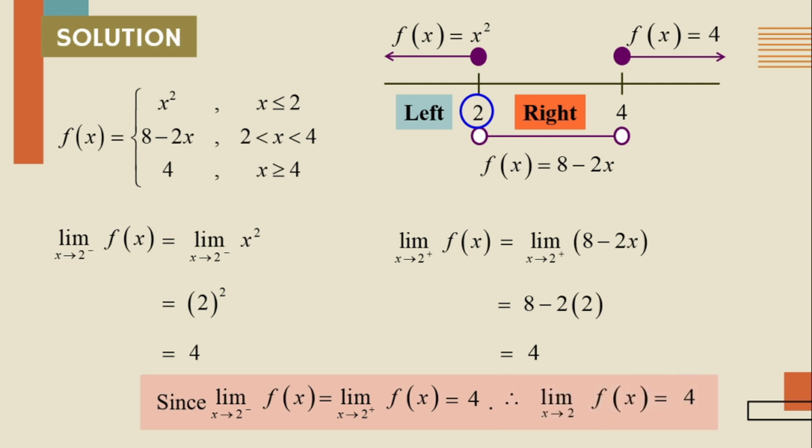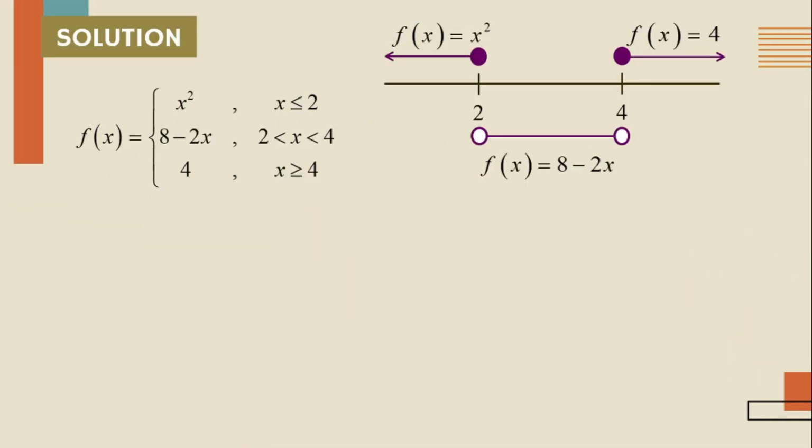Therefore, the limit of f(x) as x approaches 2 exists. So when the limit exists, you need to write the value. It is equal to 4. Okay, next, we determine the limit of f(x) as x approaches 4.